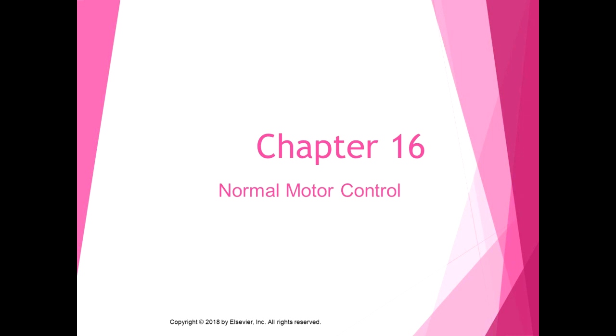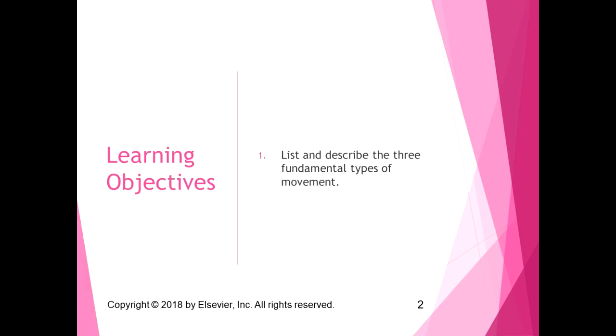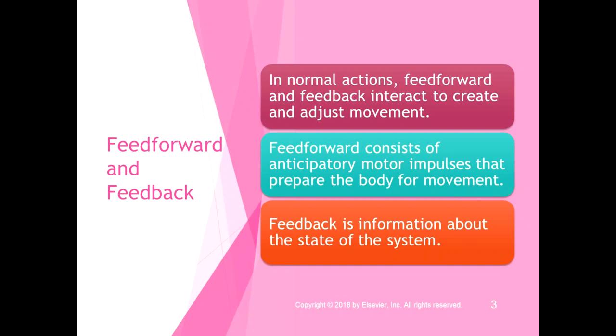So this last, hopefully short section of chapter 16, we're going to talk about normal motor control. We've sort of talked about abnormal motor control, and the only learning objective for this section is to list and describe the 3 fundamental types of movement.